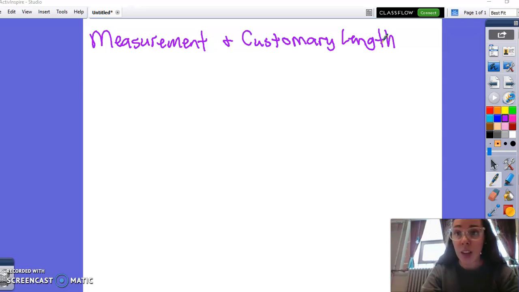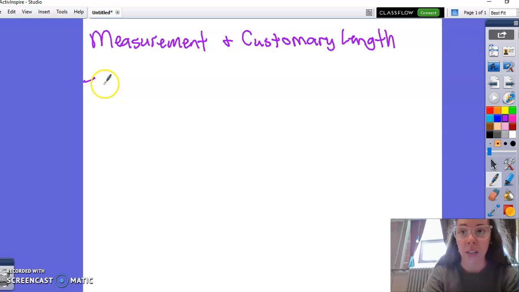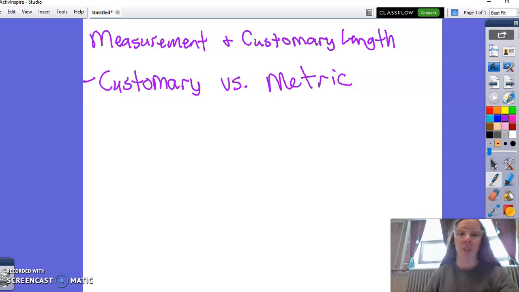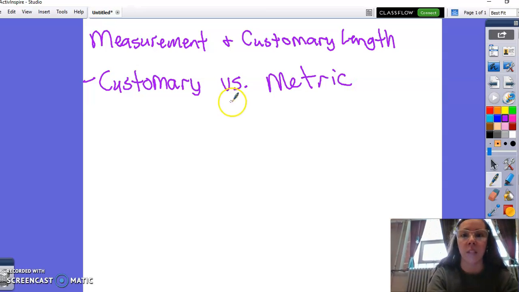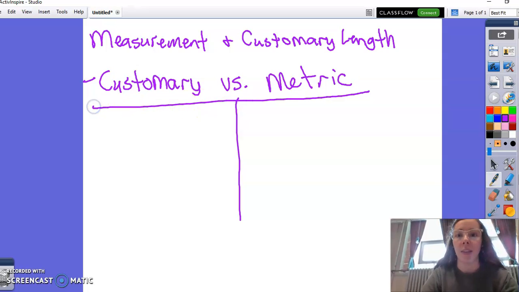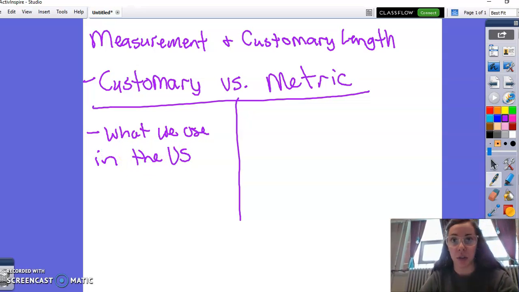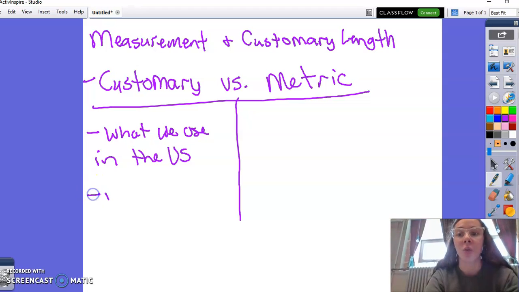And that's actually where we're going to start, comparing customary to metric, the metric system. Okay, so I'm just going to make a little T-chart here, like that. So the customary is what we use in the US. Pardon my bad handwriting, it's hard to write on my computer screen. And the other thing about customary units is that there's no real pattern to it.